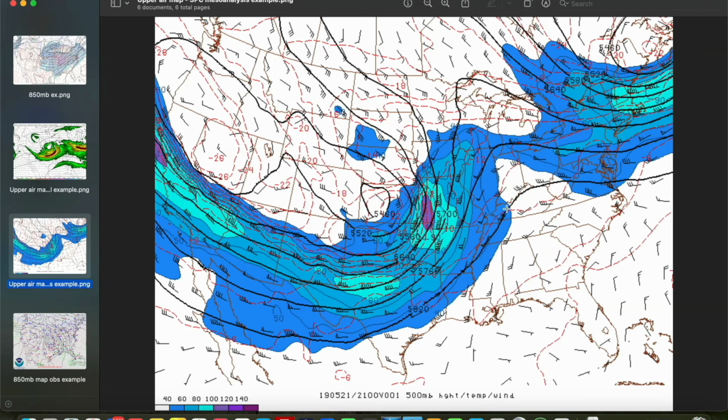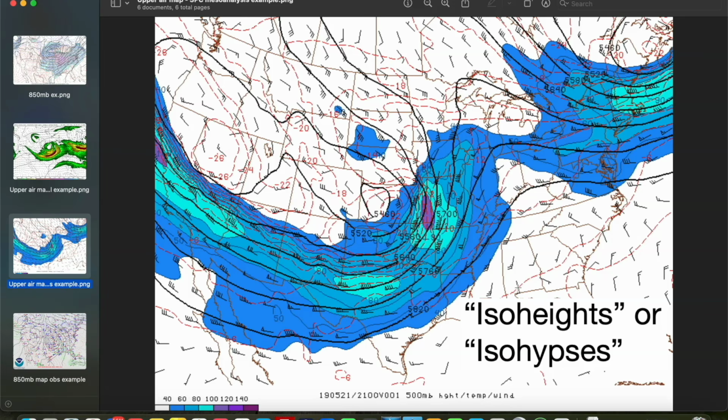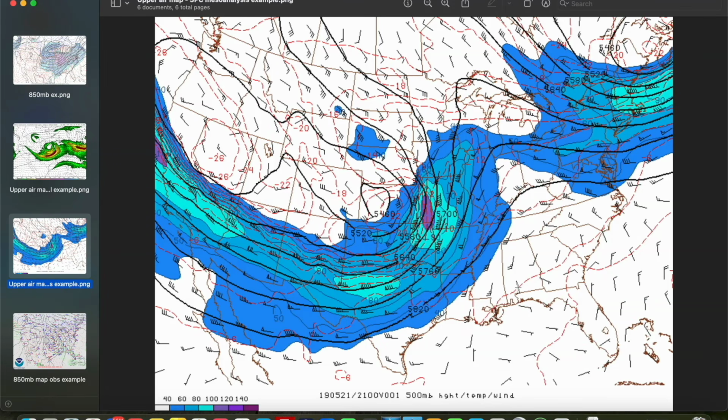These main black contours that you see on upper air maps are lines of equal geopotential height, also known as isoheights or isohypses, and they will be given typically in units of meters. So for example, on this 500 millibar map, this bottom contour here is labeled 5820, which just signifies that the height of the 500 millibar surface above mean sea level along this line, or the geopotential height of the 500 millibar surface along this contour, is 5,820 meters above mean sea level.